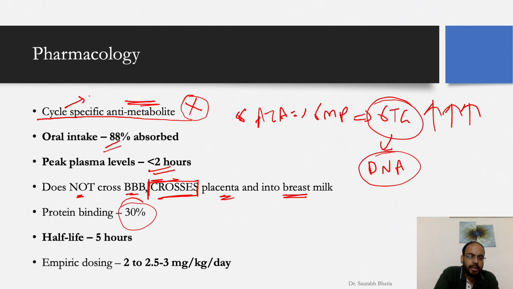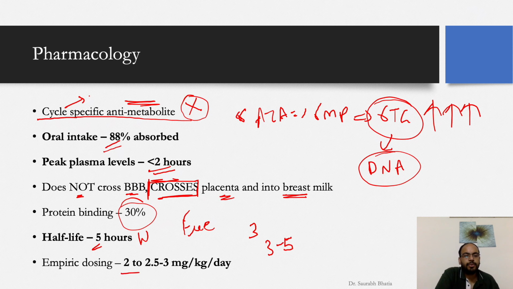30% of the drug is protein bound, and we know that the free fraction of the drug is responsible for its action. So if a patient has less protein in the body, it will lead to more free drug and more side effects. Half-life is 5 hours. Wolverton mentions 5 hours. Some books mention 3 hours. A good range is 3 to 5 hours, but 5 hours is what Wolverton mentions.